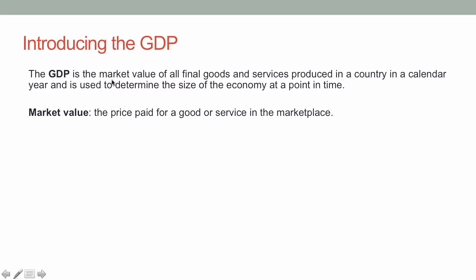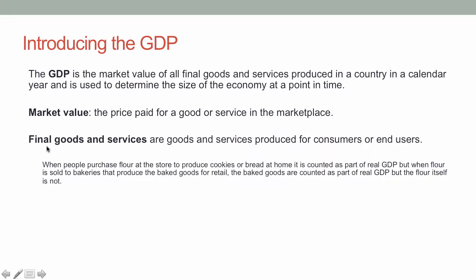When we say the GDP is the market value, it's the price paid for a good or service in the marketplace. We also have to emphasize, well, what does final goods and services mean? Final goods and services are goods and services produced for consumers or end users. An example of that would be when people purchase flour at the store to produce cookies or bread at home. It's part of the real GDP. They're purchasing flour. Flour is a final good.